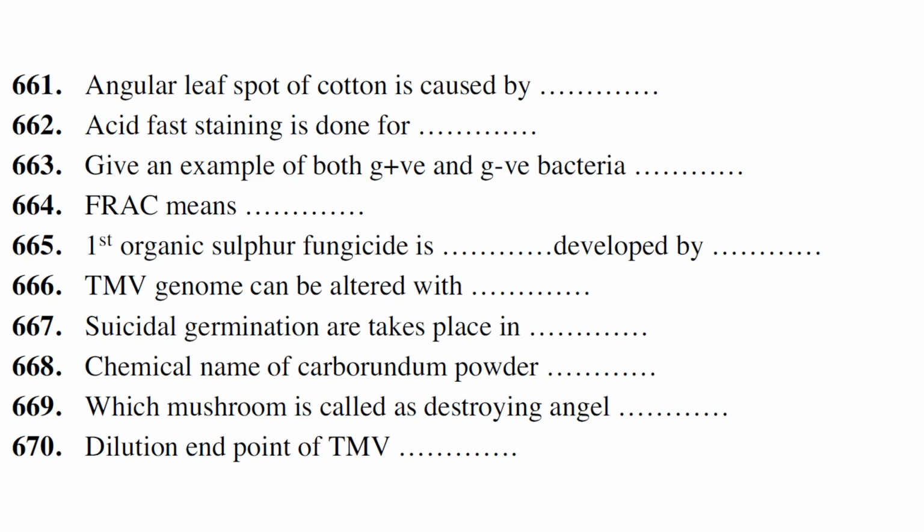Angular leaf spot of cotton, also called bacterial blight of cotton, is caused by Xanthomonas axonopodis pathovar malvacearum. Now it is called Xanthomonas axonopodis pathovar axonopodis or Xanthomonas smithii pathovar smithii. New names came up. Acid fast staining is done for Mycobacterium tuberculosis.